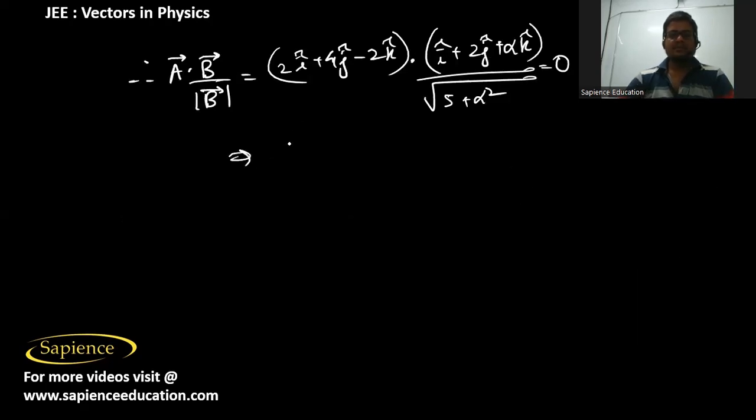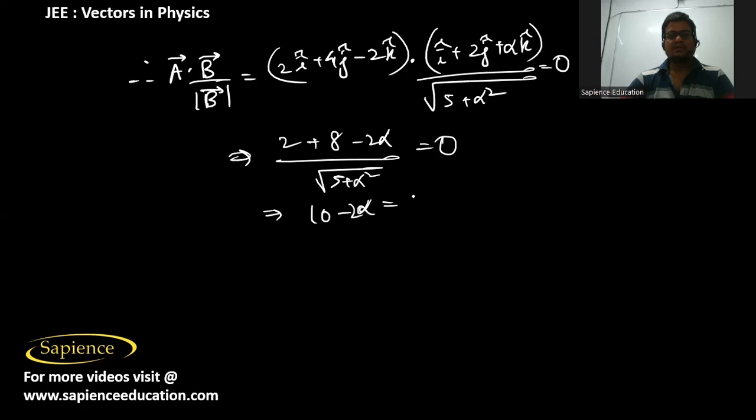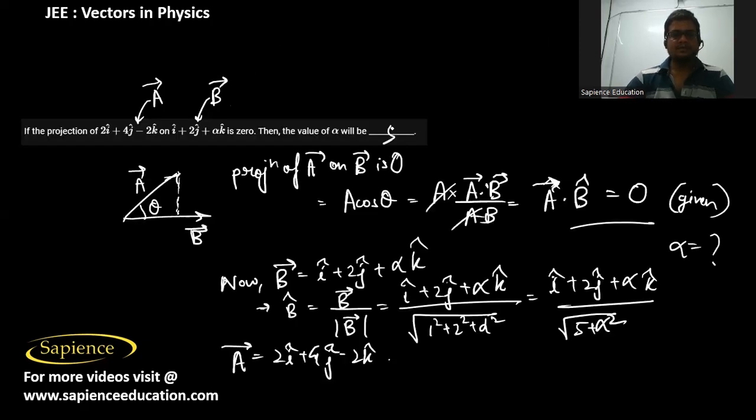So this will be equal to 2 ones are 2, 2 plus 4 to the 8 minus 2 alpha divided by root over 5 plus alpha square, that should be equal to 0. So therefore we can say 10 minus 2 alpha should be equal to 0. So it means alpha should be equal to 5. So alpha will be 5.